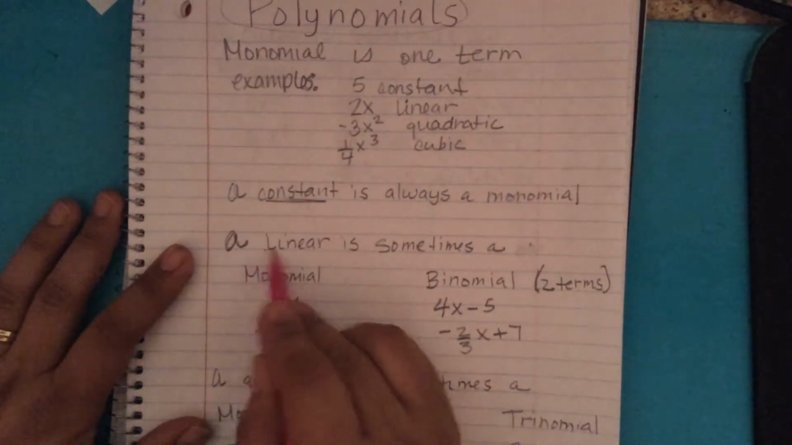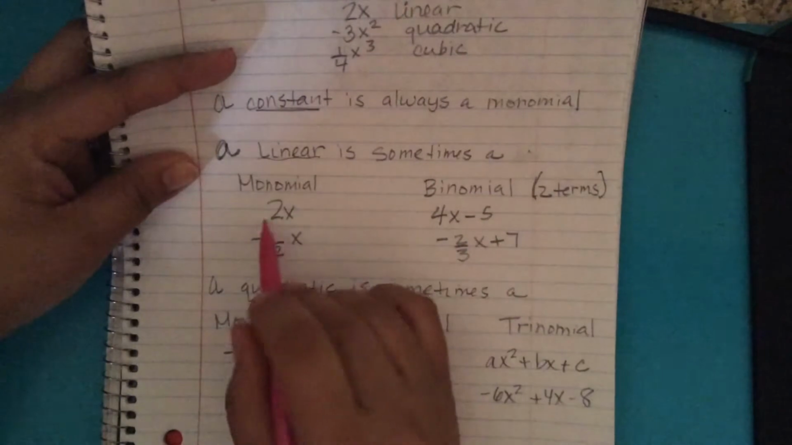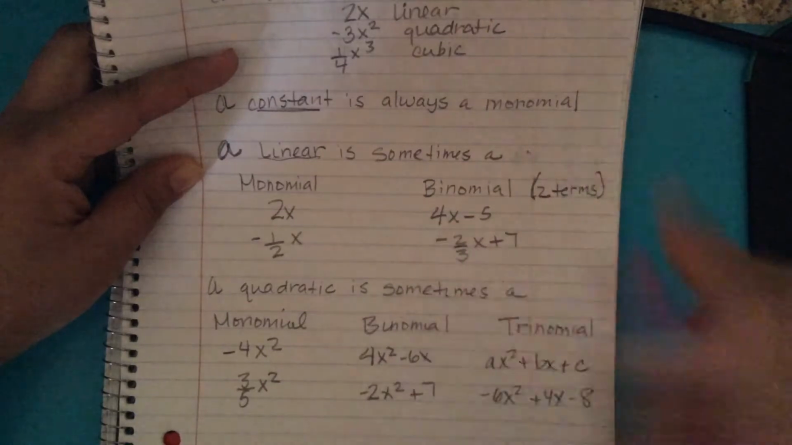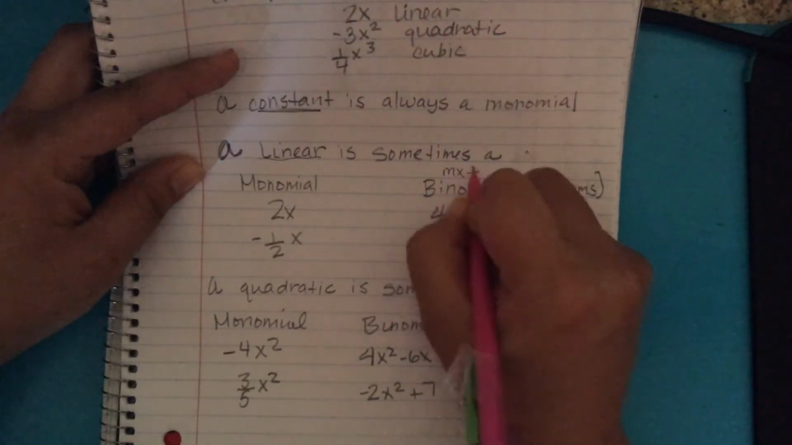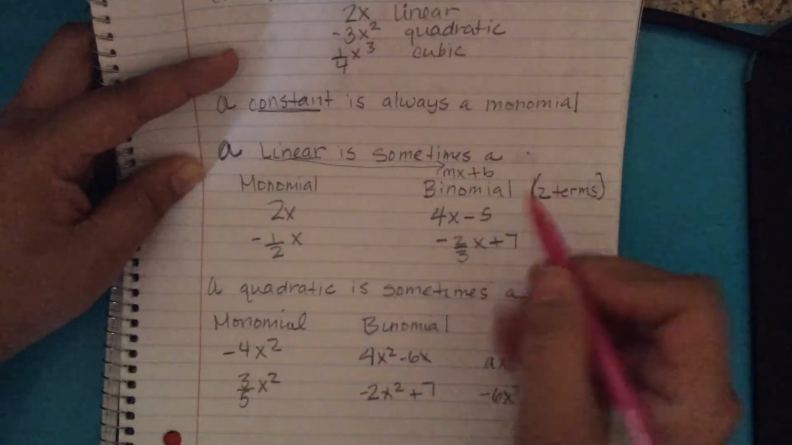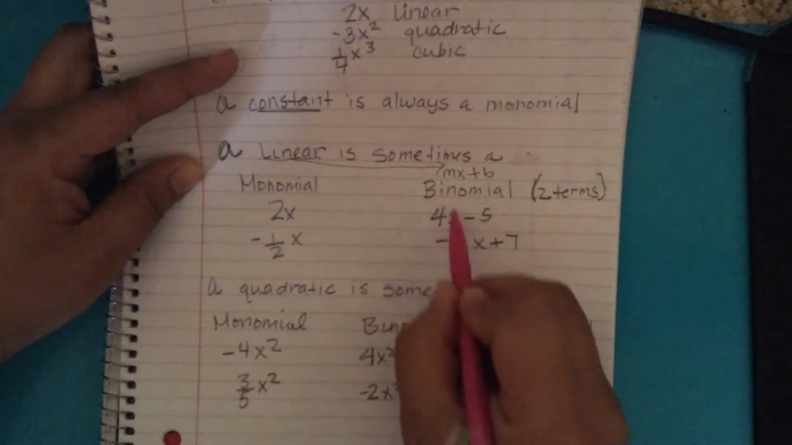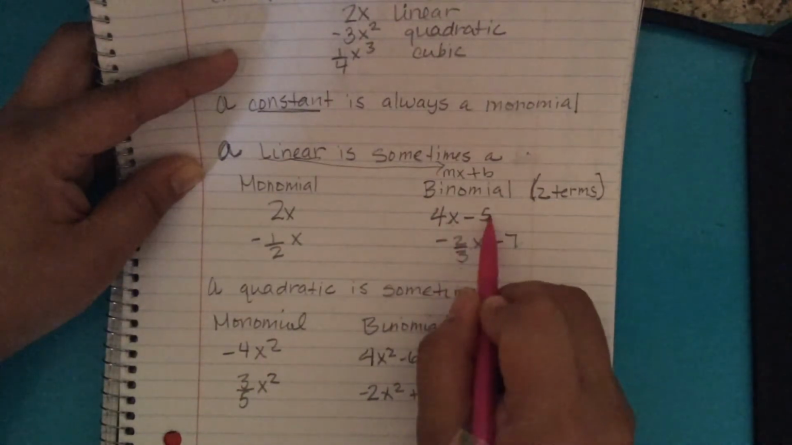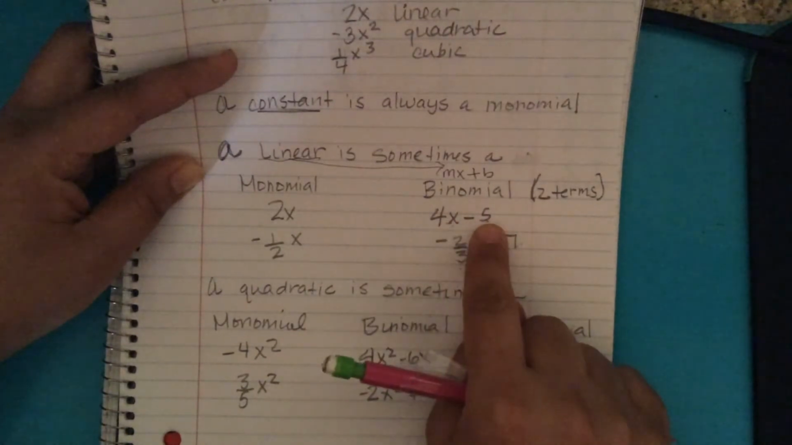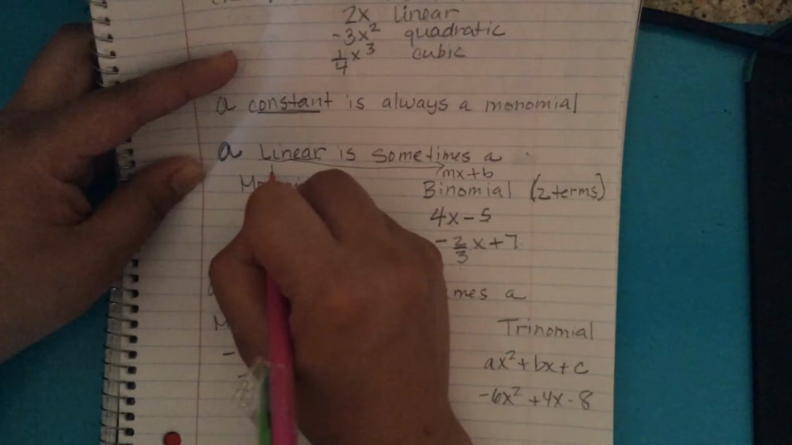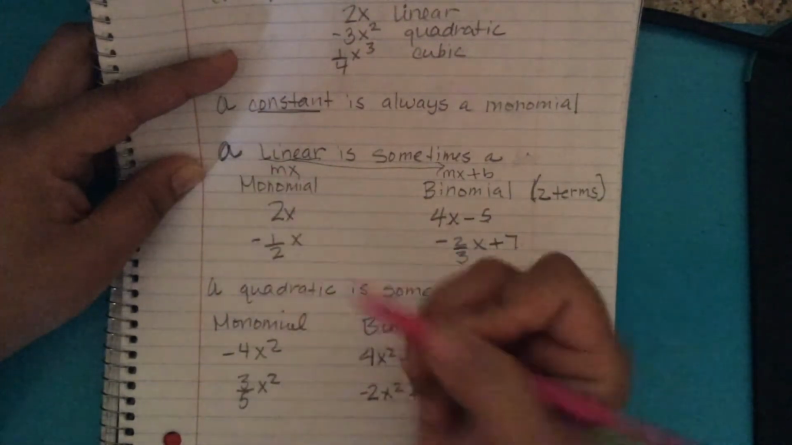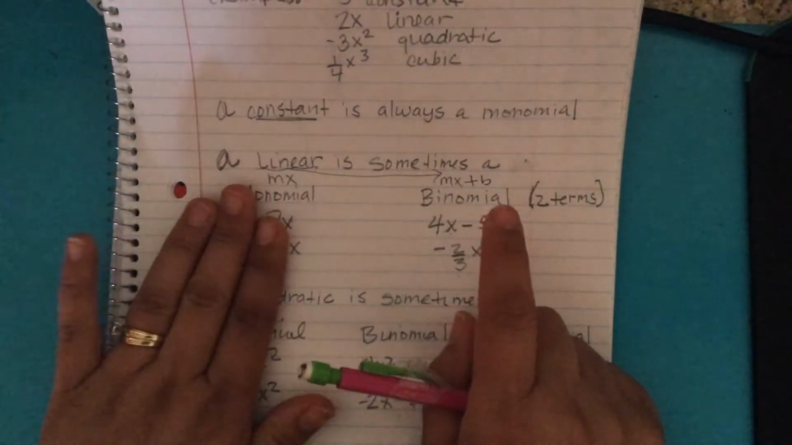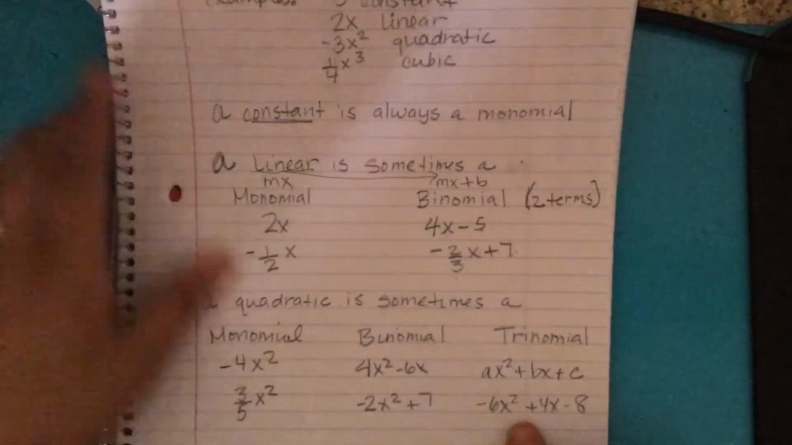A linear is sometimes a monomial, or sometimes a binomial. Binomial means it has two terms. So this is really mx plus b for a linear. For a binomial, you have two terms like 4x minus 5 or negative 2/3 x plus 7. These are two terms right here. You have the x term and then the constant. Or you can have a monomial when you just have the slope with the x, like 2x or negative a half x. So that's a monomial. So a linear can either be a monomial sometimes or a binomial. So these two things are the possibilities.